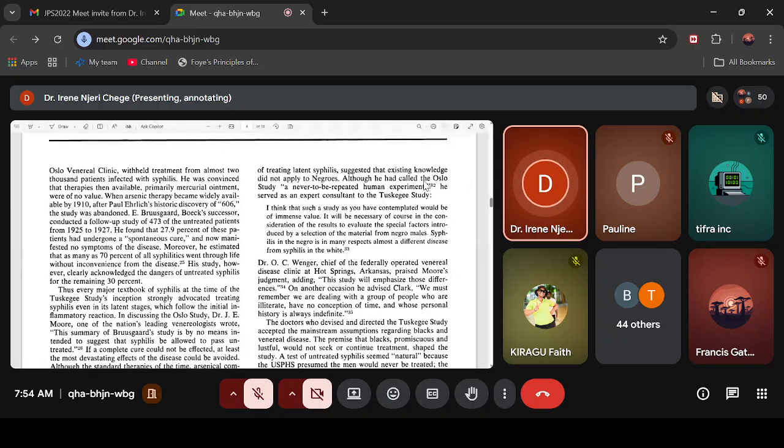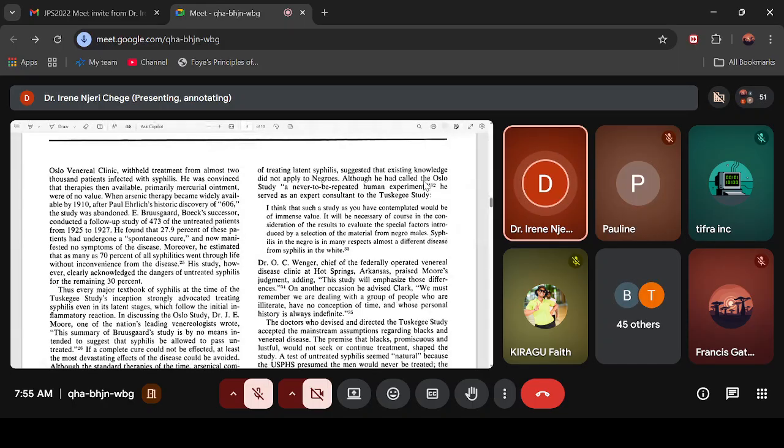Okay, so the one who did the study later on in Alabama based his hypothesis on this. So later on, after mercury, arsenic therapy became widely available in 1910, after Paul Ehrlich's historic discovery of 606, the study was abandoned.